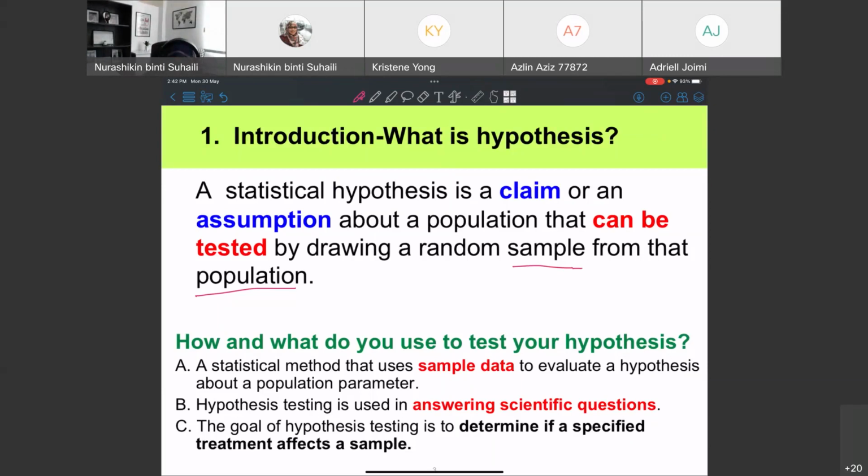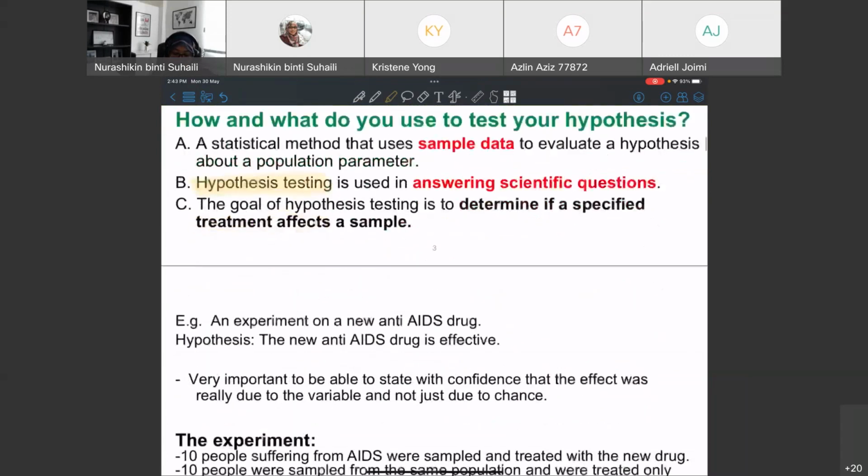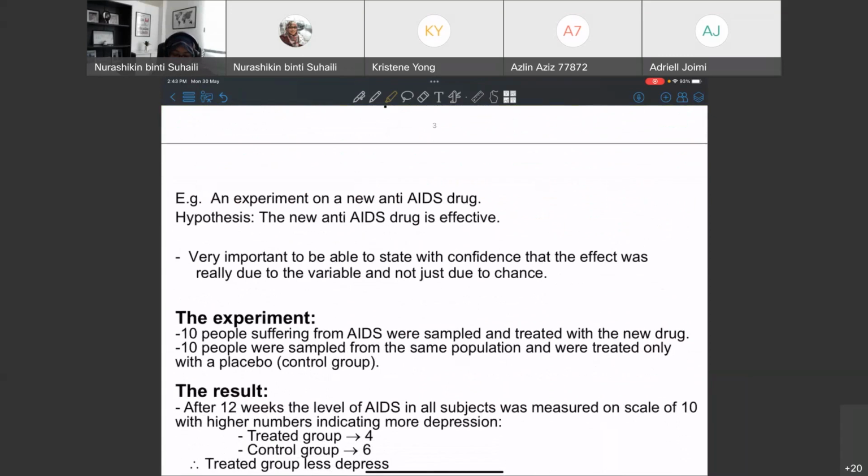So the process of testing the hypothesis is called hypothesis testing. It's a process of evaluating the hypothesis. And it's not just about that, it actually carries a series of steps that will bring us to the conclusion or to the decision. Yeah. The goal of hypothesis testing is to determine if a specified treatment affects a sample. Experiment.